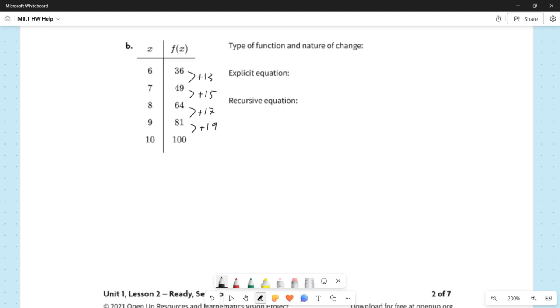Now, right off the bat, we're able to eliminate linear functions, because if this was a linear function, we would expect this to be the same number each time.